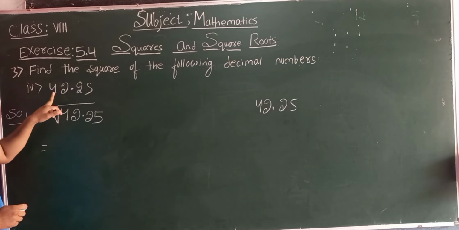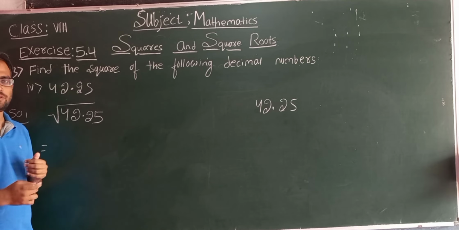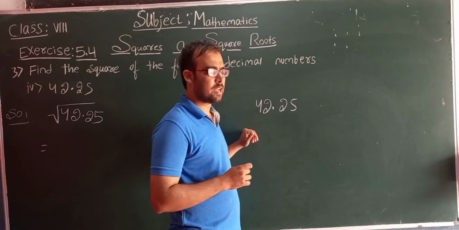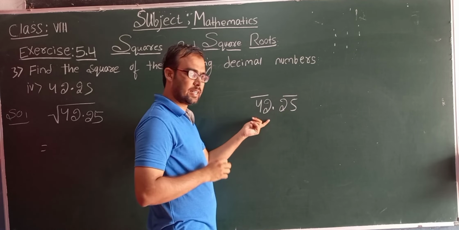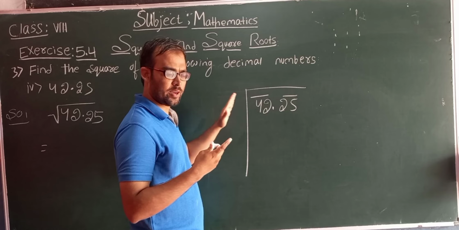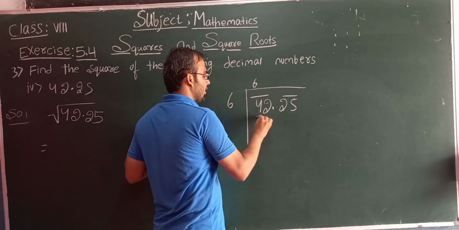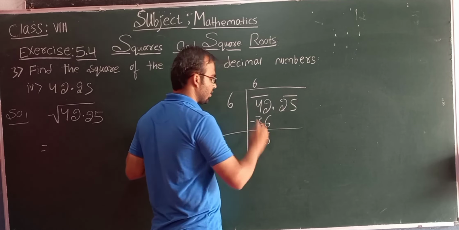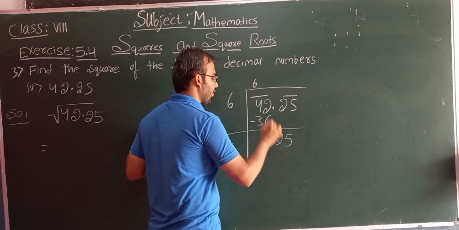What have I given? 42.25. Now we need to find the square root of this number using the division method. Here we have written the number. What is the first step? We need to place the bar here. Now we need to consider this one. Now write a number such that when we square it, we get either 42 or lesser than this one. So here 6 6s are 36. 42 minus 36 is what? 6. Now bring down these two numbers, so it will be 625.